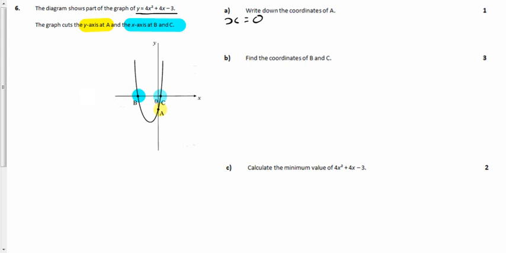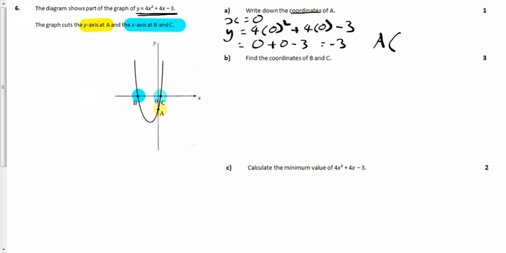So I can take that and plug it into my original equation. 4 lots of 0 squared plus 4 times 0 minus 3. 0 plus 0 minus 3, which is just negative 3. It says to write down the coordinates of A, so make sure, if you're being asked that, to write it as an actual coordinate with x coordinate of 0, y coordinate of minus 3.